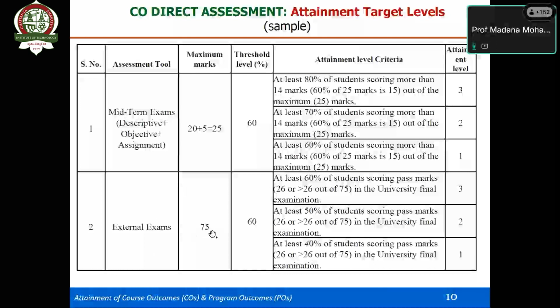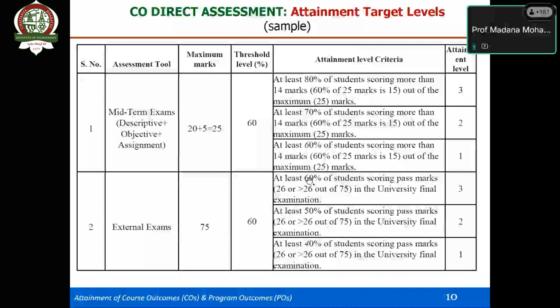Similarly, for the end exam, the external exam weightage is 75. So for the external exam, you can see the result pass percentage for the last 2 to 3 batches. Average you can consider. For example, here also, in this subject, 60% average is there. So if 60% of students score the pass marks in the external exam, then you can make it level 3. Earlier, for internal, level 3 is 80%. Here level 3 is 60%. So internal has more scope, but external has less scope, the pass percentage.